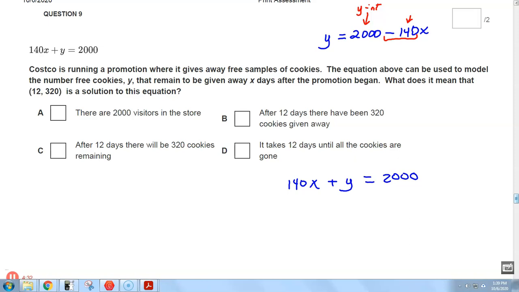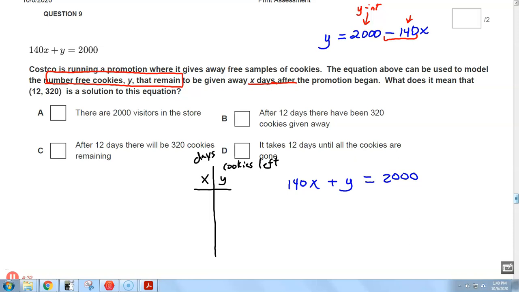It says Costco is running a promotion, giving away free samples. The equation above can be used to model the number of free cookies that remain. This is where people made their mistake. Y is cookies that remain, all right? And x is the days after the promotion started. So when I make my little table here, with my x and my y, x is days, and y is the cookies that are left or that remain.